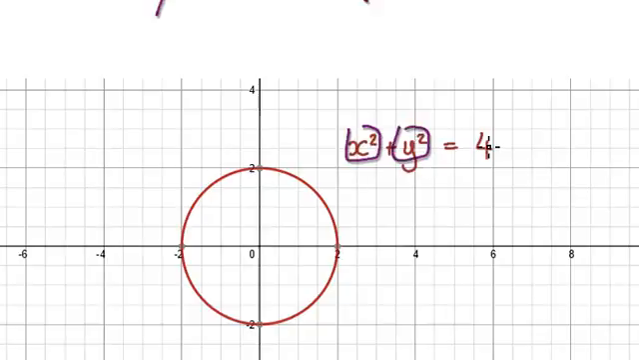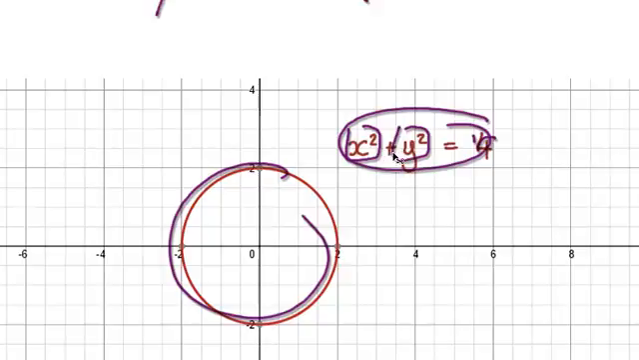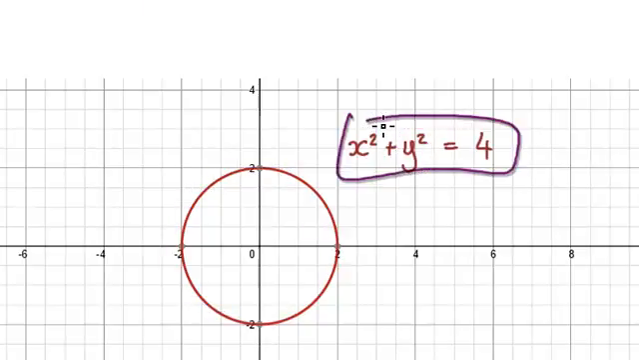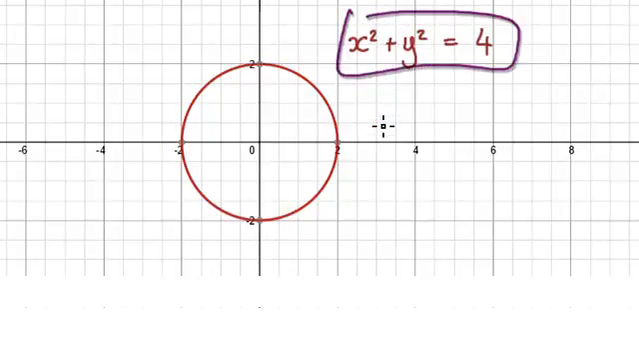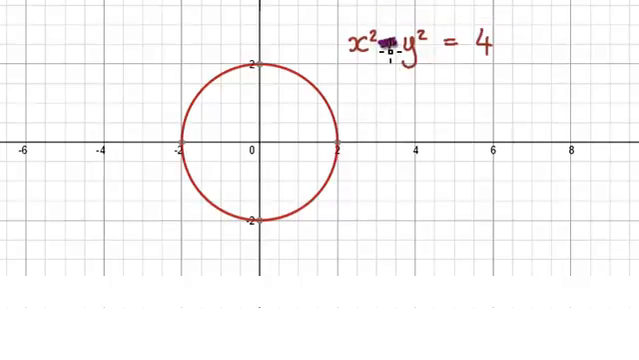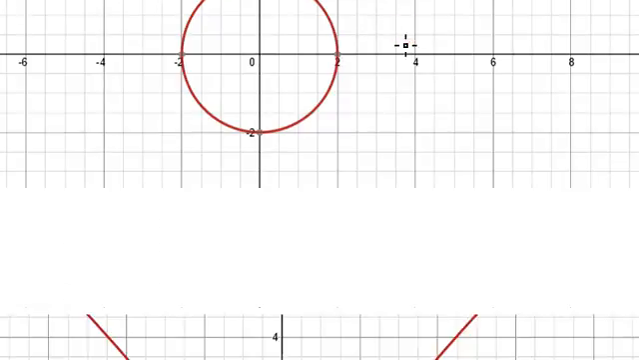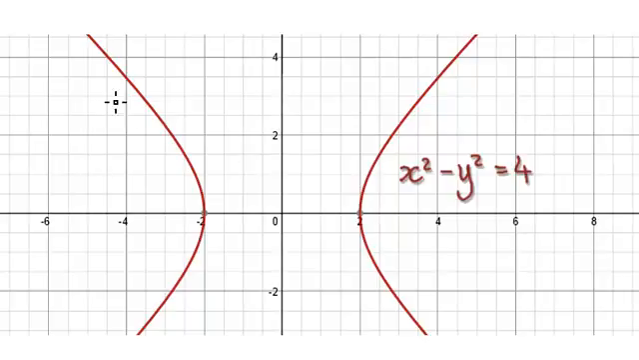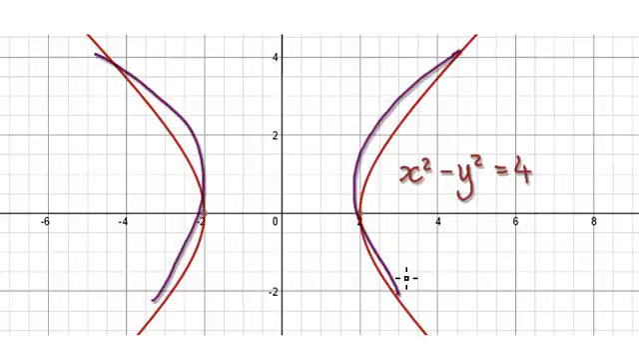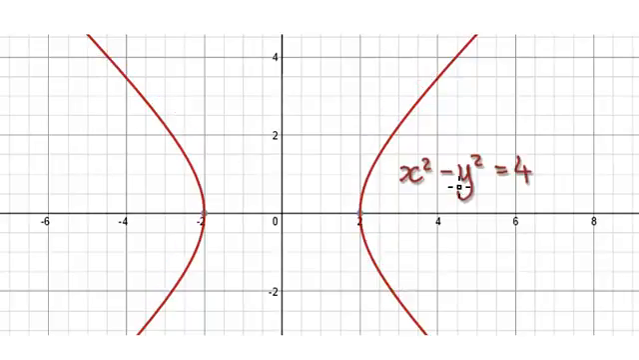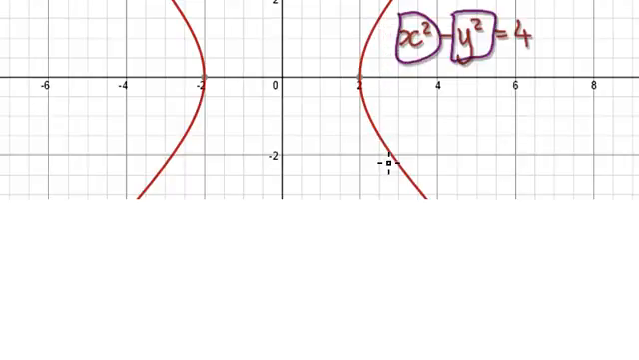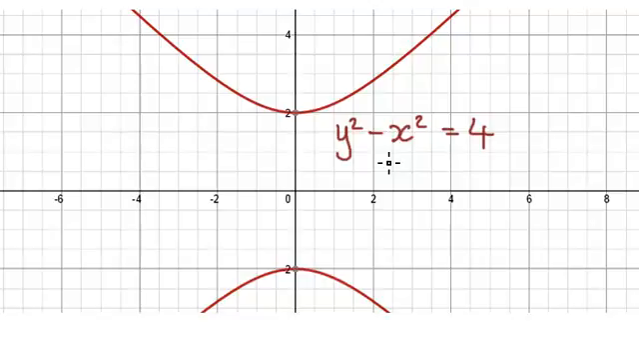X squared plus y squared equals r squared. You know this will then give you a circle, and you should be able to recognize this by now. But if you have a minus in front, it will look like this. But if you switch these two around, it will look like this.